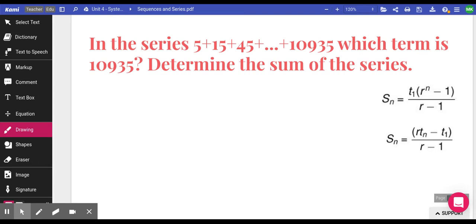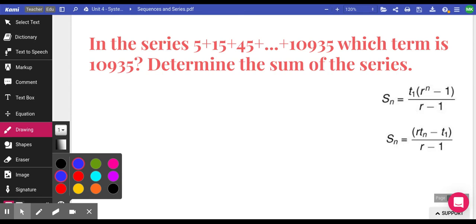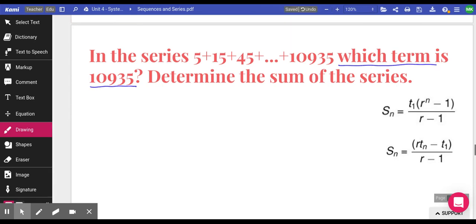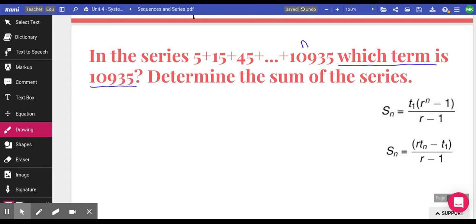This says in the series 5 plus 15 plus 45 plus and so on, plus 10,935, which term is 10,935? Determine the sum of that series. Okay, they're asking you which term. This is a kind of 2-part question. Which term is 10,935? They're asking you, what does n equal to get 10,935? The first thing I'm going to do is realize they're asking me for n.